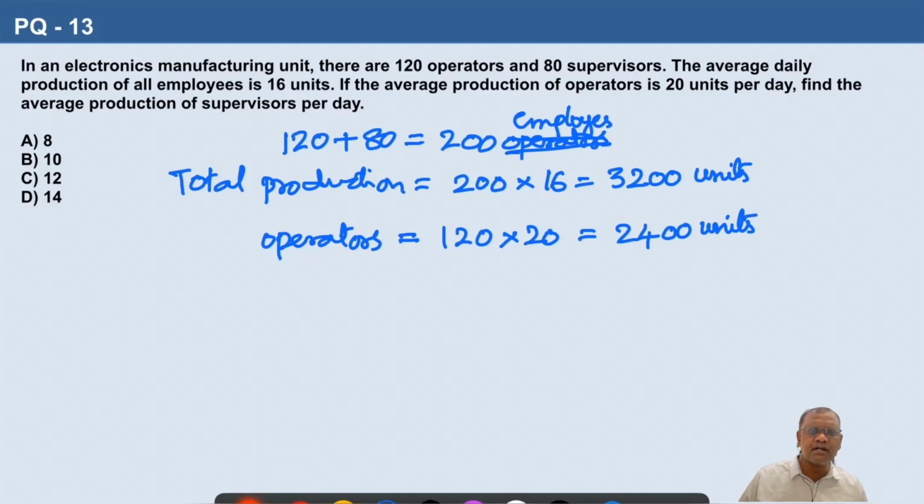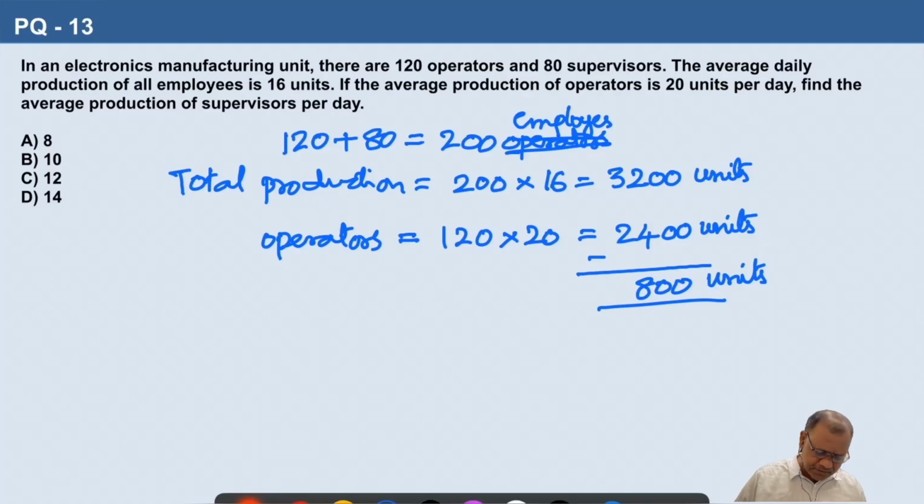The remaining are supervisors. So what is the production of supervisors? 3200 minus 2400. That is 32 minus 24, which is 8, so 800 units is the production of supervisors.